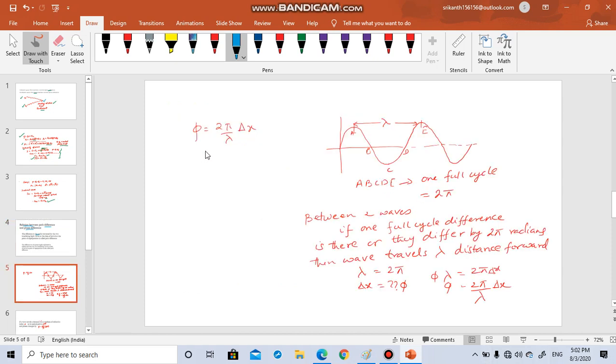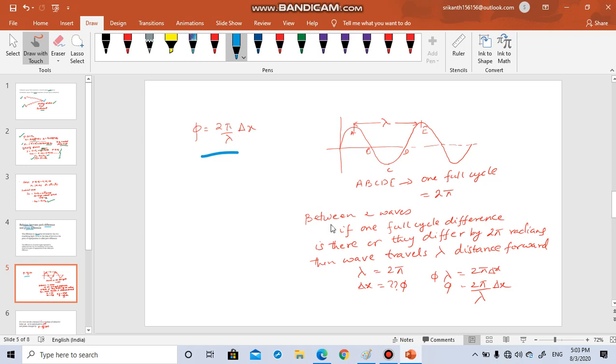So it is given by this expression: phi is equal to 2 pi by lambda into delta x. If delta x is the path difference, you can find phi, which is the phase difference. Okay. So one small example I have given here. Let us say the wave is like this. Now we are considering two waves. If you observe here, A, B, C, D, E is one full cycle. A is the top point, crest, and E is the crest. The distance between them is lambda, wavelength.